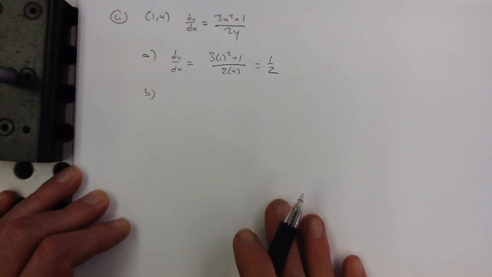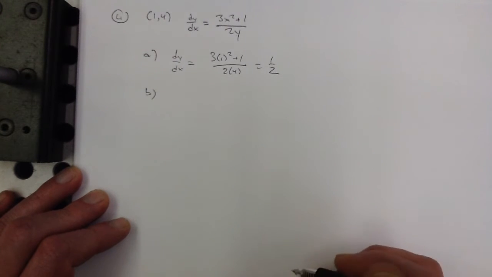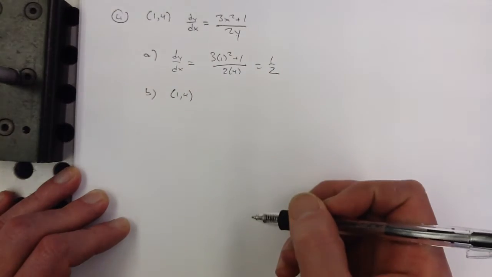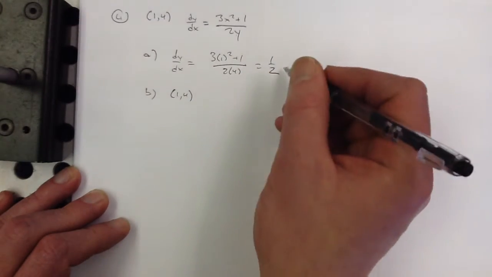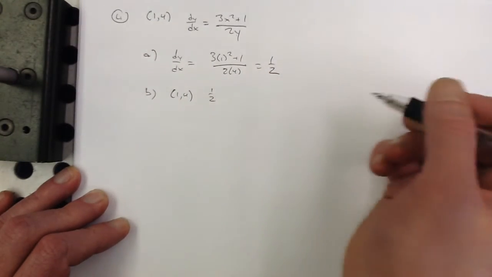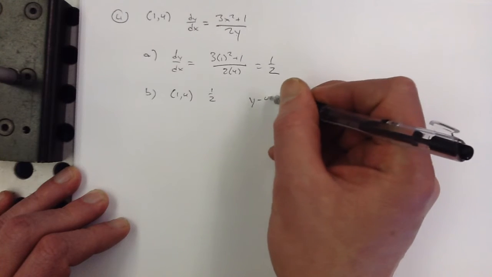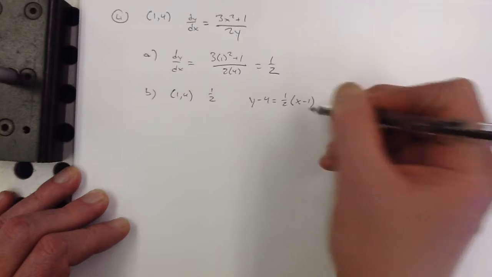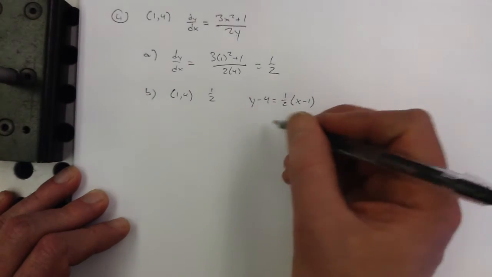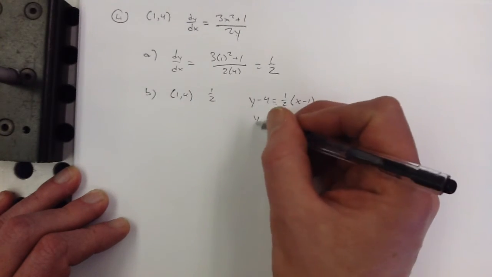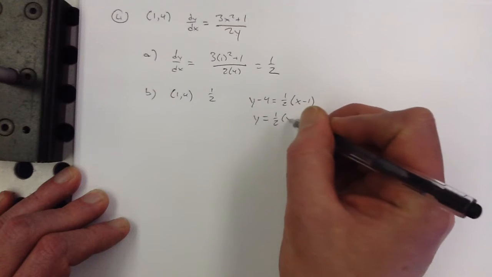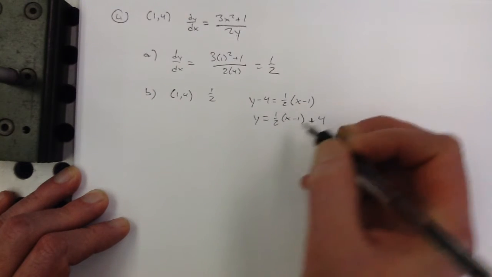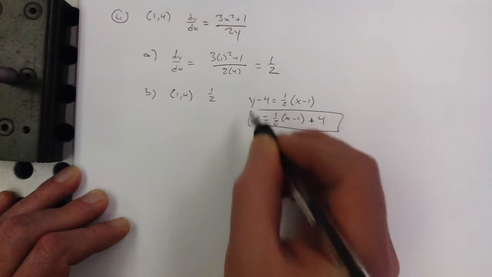Part B, write an equation for the tangent line. To write the equation for a tangent line, we need a point, which we have, (1, 4), and the slope, which we just found, it's 1/2. So that would be y minus 4 equals 1/2 times x minus 1. That's in point slope form. Or I guess you could move the 4 to the other side. So that's y equals 1/2 times x minus 1, plus 4. There's the equation for my line.